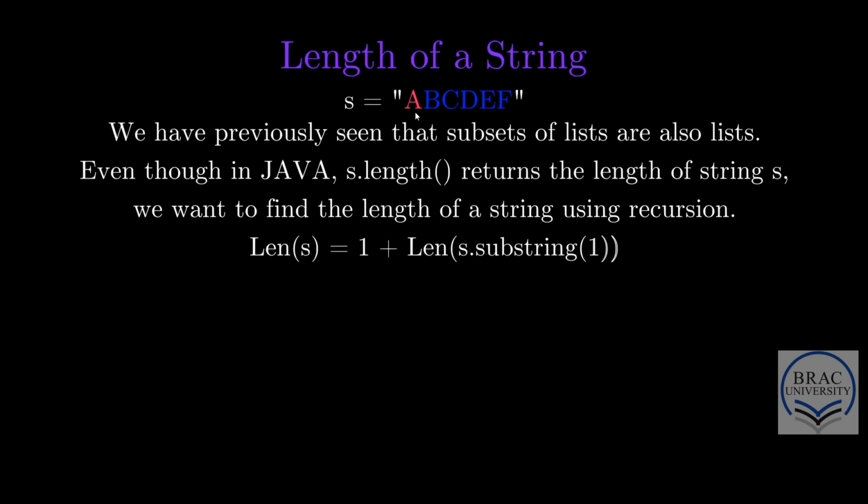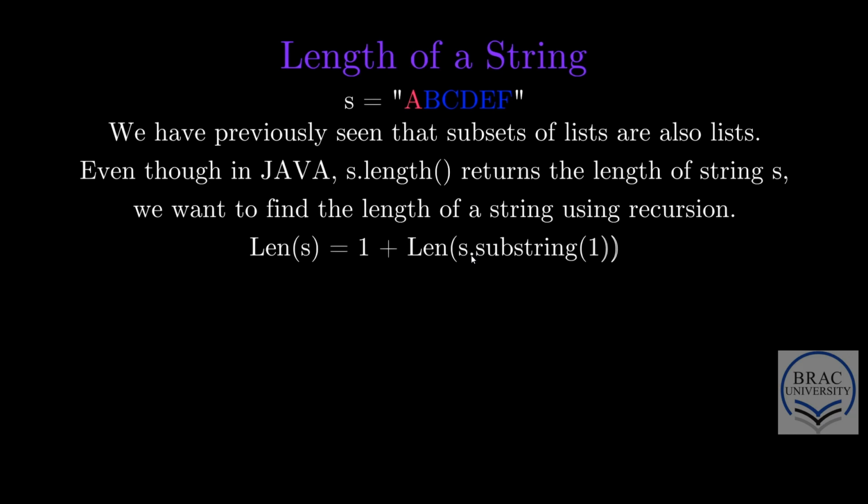Since a is one single character, we write 1, because the length of a character is 1, and then we go on to write len s dot substring 1. So s dot substring 1 is actually bcdef, because substring 1 means a substring of the string s which starts from the index 1. We also know that we can index strings.